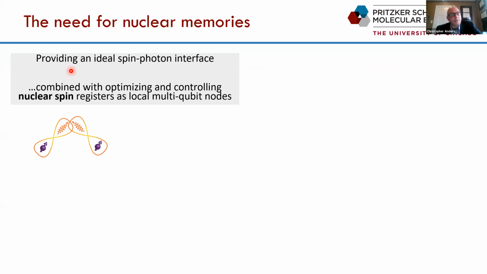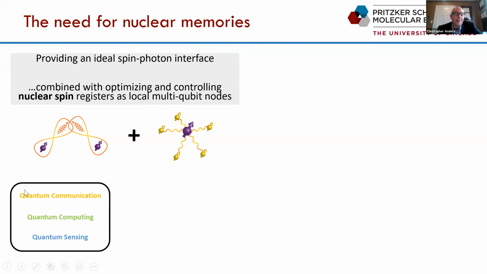These electronic devices provide this ideal spin photon interface. But the other key ingredient you need is the ability to have nuclear spin quantum memories as local multi-qubit nodes. That's the other half of the story. It's also important for all sorts of applications for sensing, computing, and communications. This understanding and control of the nuclear environment is key.